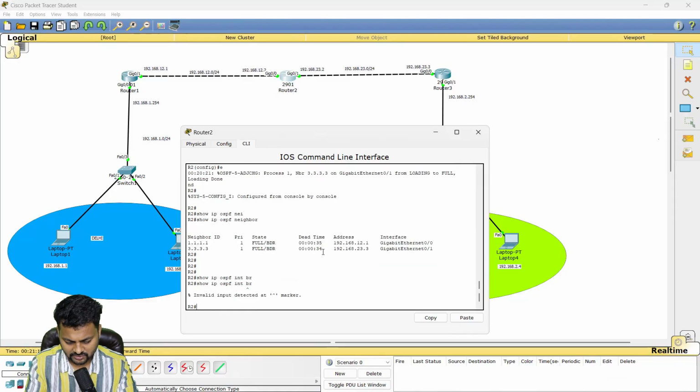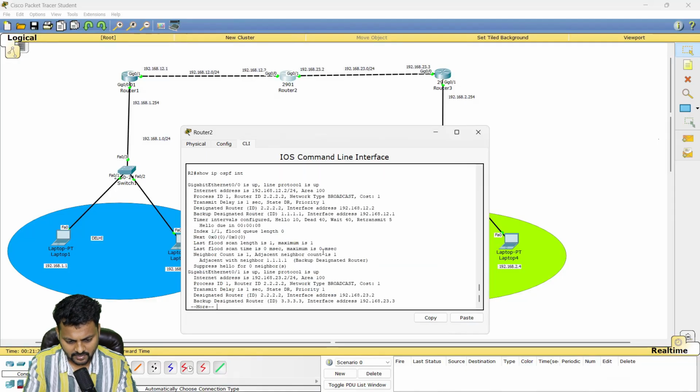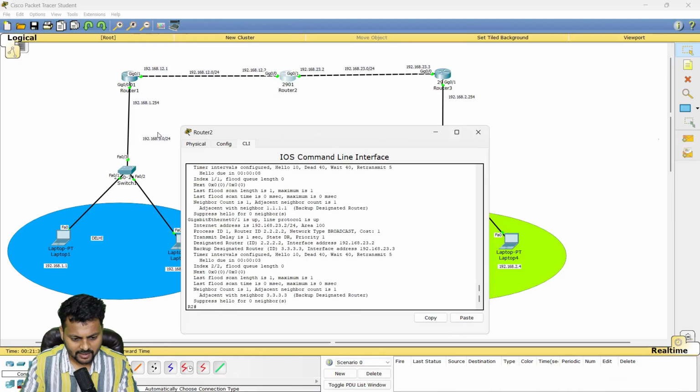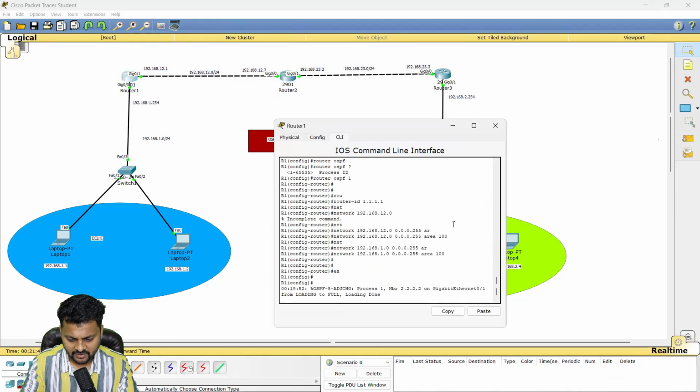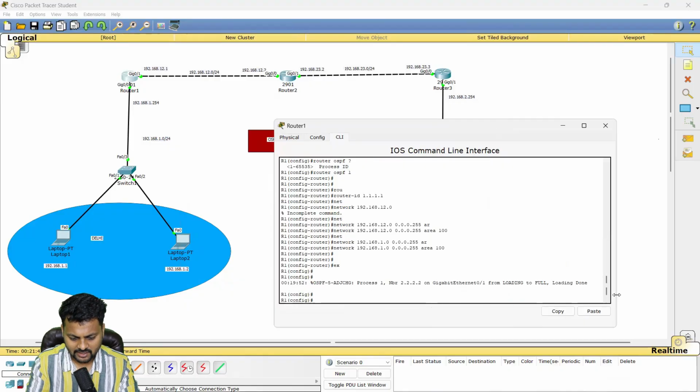Okay, I don't think this command is going to work on Cisco Packet Tracer. Maybe we can check this command. So you can see that gig 0/0 is a DR right now, the 2.2.2.2, with the IP address 12.2, which is this one. And in the same way we have another interface, gig 0/1, and it is also a DR for this particular broadcast domain. Now that's good. Let's go back to router number 1 and quickly verify the routing table.